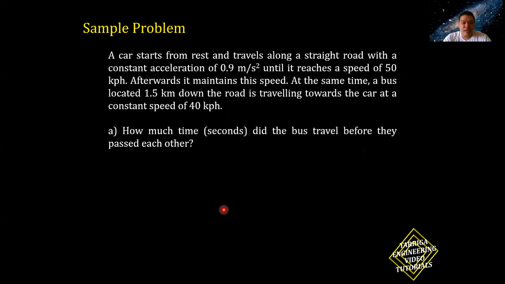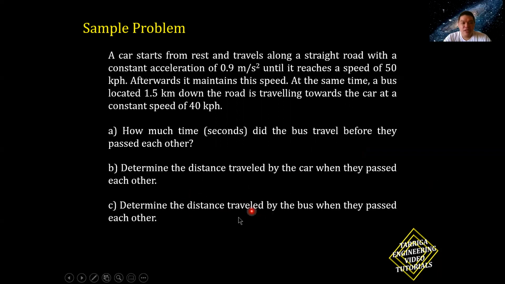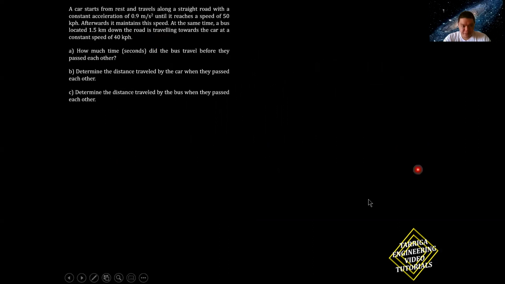Okay, so part A, how much time did the bus travel before they pass each other? Part B, determine the distance traveled by the car when they pass each other. And part C, determine the distance traveled by the bus when they pass each other. Okay, so let's solve this one. But before that, let's create a diagram so we can better understand the motion of the vehicles.